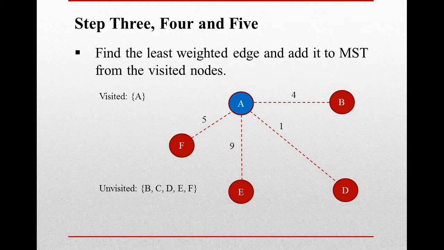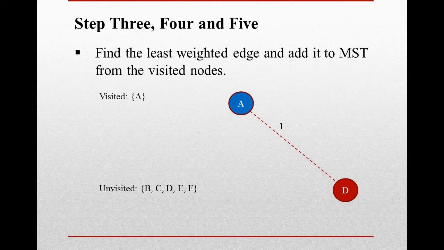As you can see, these are the 4 edges that we consider, and we choose the best one out of them. So what is the best? Obviously AD is the least weighted edge, so that should be added to the MST. We discard all the other edges. So we add AD. Now that we have added AD to the MST, D is also visited, so we need to add the vertex D to the visited set and remove it from the unvisited set.